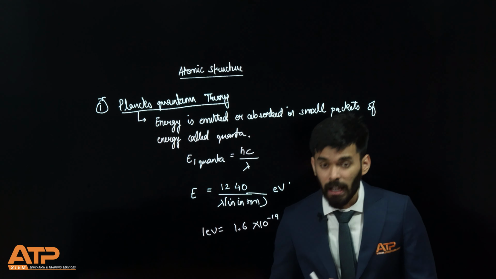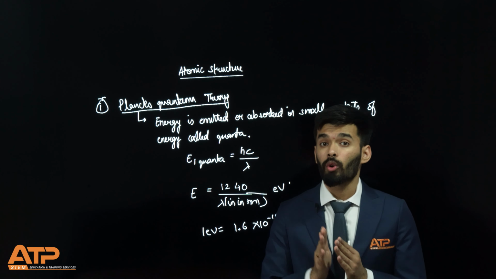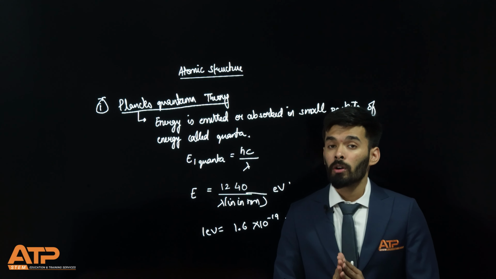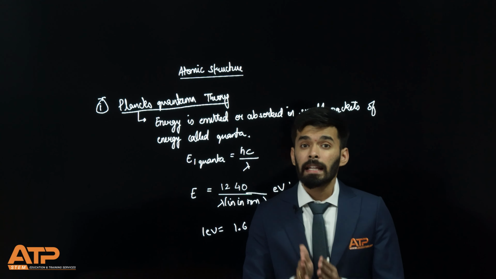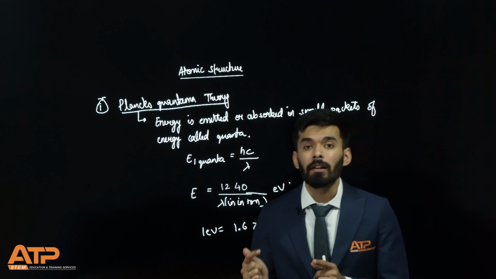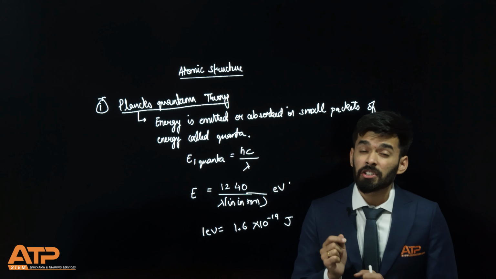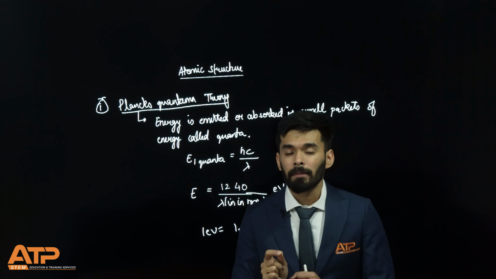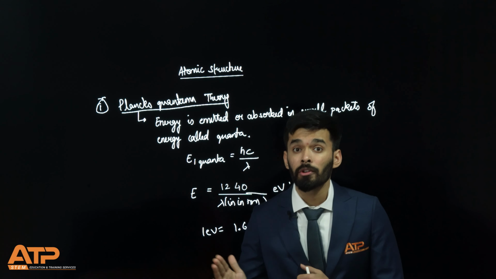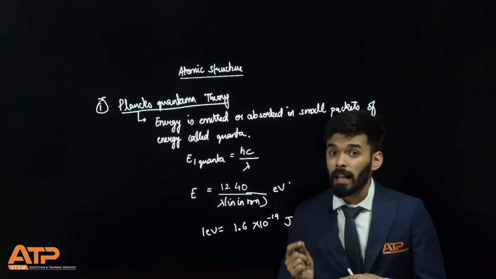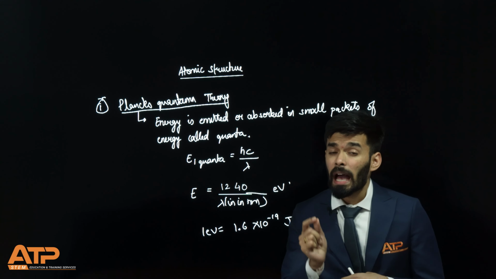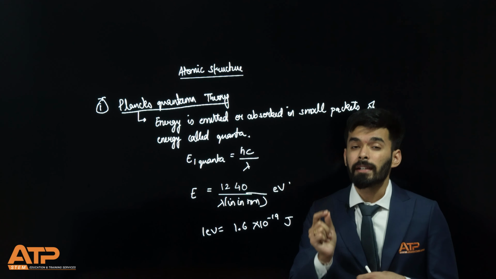The first concept that we have to study in this chapter is Planck's quantum theory. Planck said that energy is emitted and absorbed in the form of small packets of energy. He named these packets of energy quanta, and he further gave a formula to calculate energy of each quanta. Energy of each quanta is equal to hc by lambda. The traditional value of h is 6.626 into 10 to the power minus 34. The traditional value of c, speed of light, is 3 into 10 to the power 8 meters per second, and lambda is the wavelength which we have to put in meters if we are using traditional values.